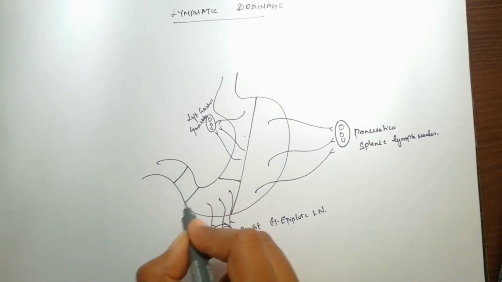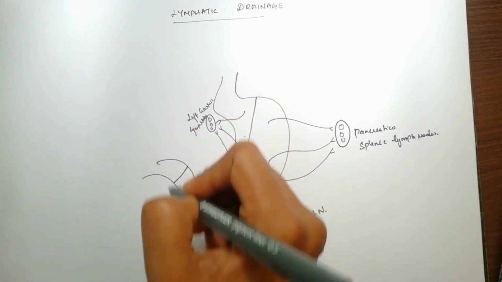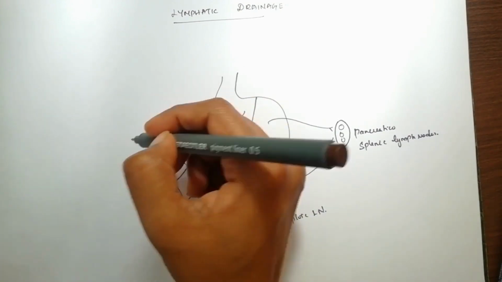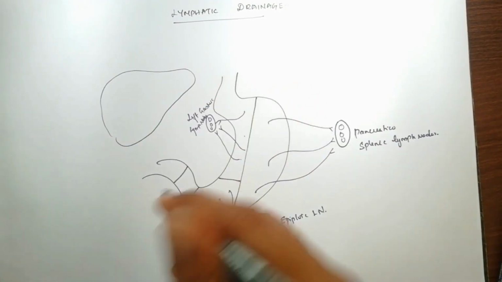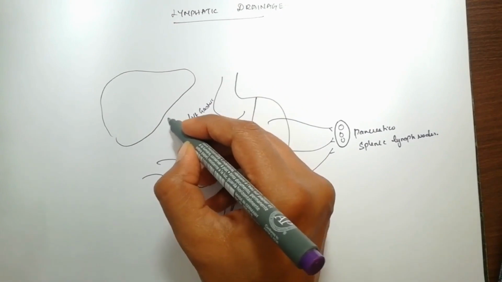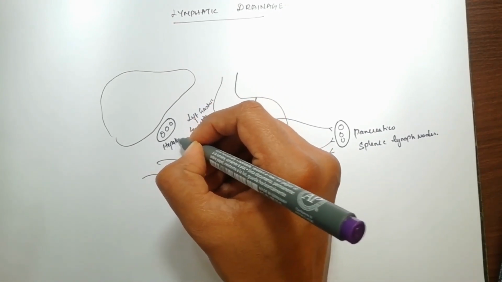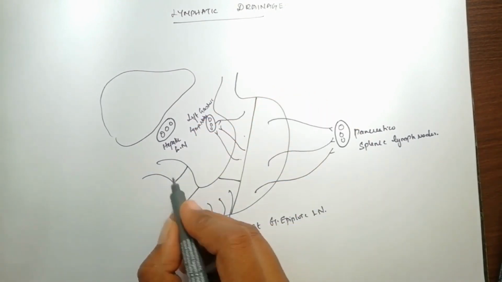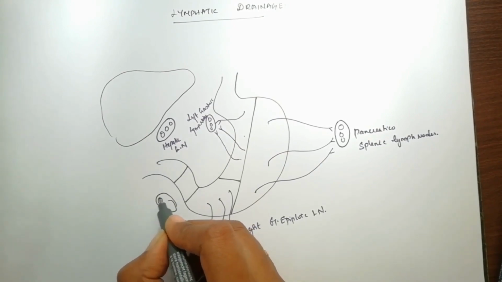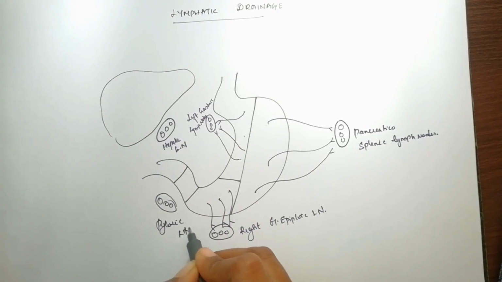Now we have got pyloric part. This pyloric part is getting drained into three areas. One is, we have got liver here. Near to the liver we have got a group of lymph nodes called hepatic lymph nodes. And below the pyloric part we have got another group of lymph nodes called as pyloric lymph nodes itself.